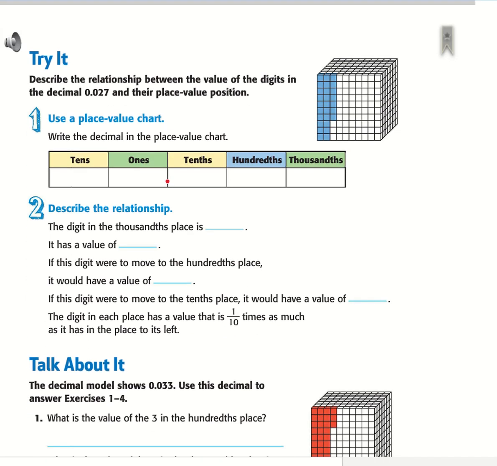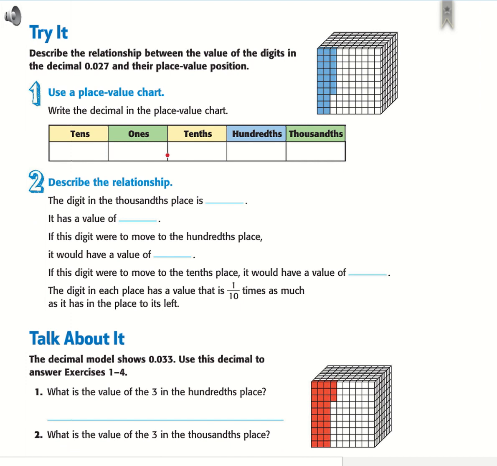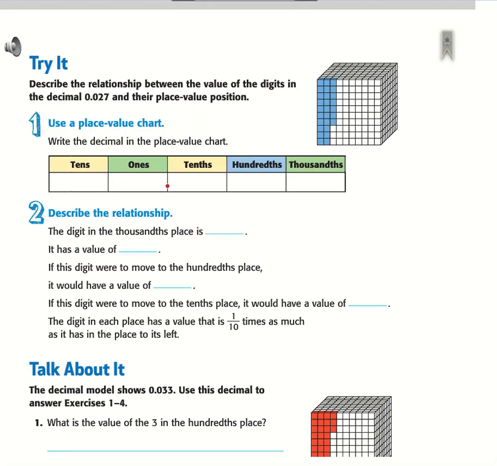So now it says try it. Go ahead and pause the video and try to do 1 and 2. So we're going to start off by putting the decimal in the chart. So this is 27 thousandths. The digit in the thousandths place is 7. It has a value of 7 thousandths.